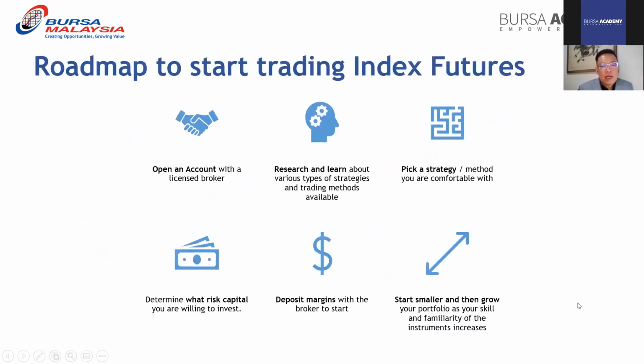To end, this is a roadmap to start trading index futures for those who haven't started. Number 1, of course, open an account with a licensed futures broker, which is very important. Only open and deal with licensed brokers. There is a list of the licensed brokers on the Bursa Malaysia website, in the section on trading participants that are licensed to deal in futures, so go and have a look. Then research and learn the various strategies and trading methods that are available. Today we are covering some of them.